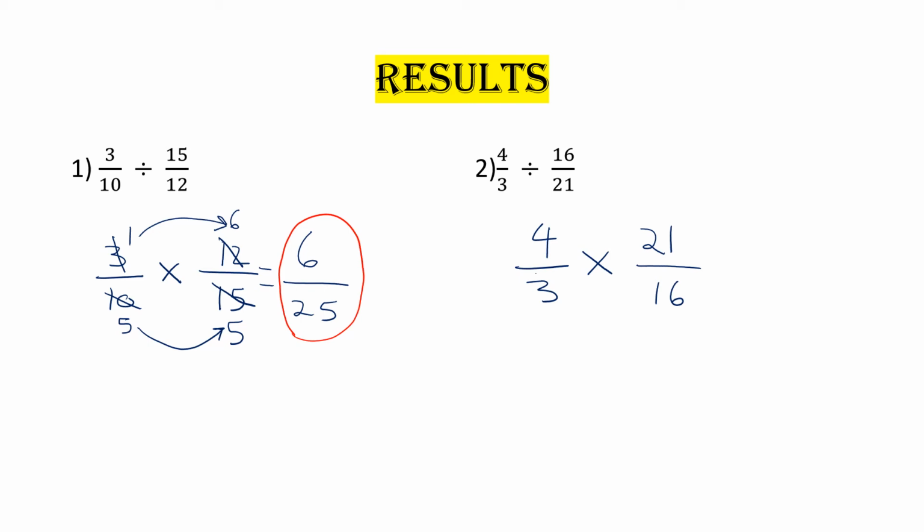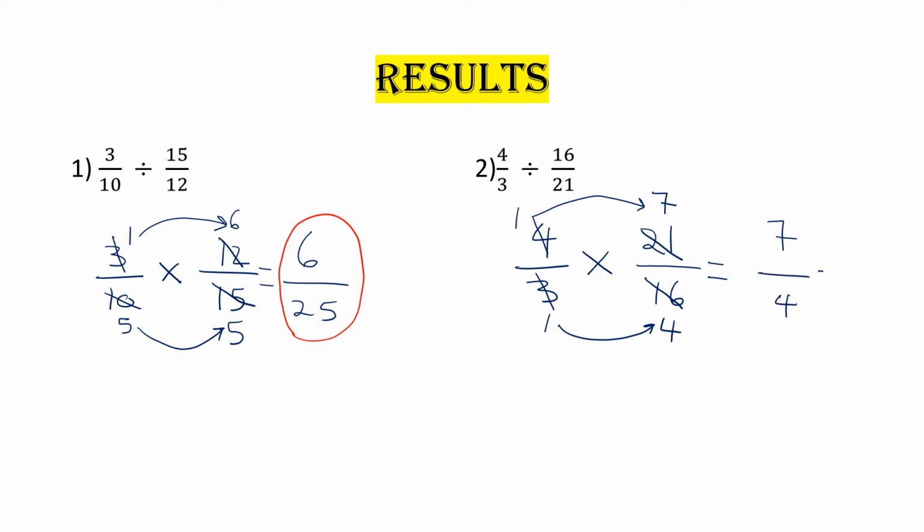So I know 3 could go into itself once, and because I know my timetables, I know that 3 could go into 21 7 times. And likewise here, I know 4 could go into itself once, and I know 4 could go into 16 4 times. And that comes with knowing your tables. And this is the same as now we have 1 times 7 and 1 times 4. And that leaves us with 7 over 4.